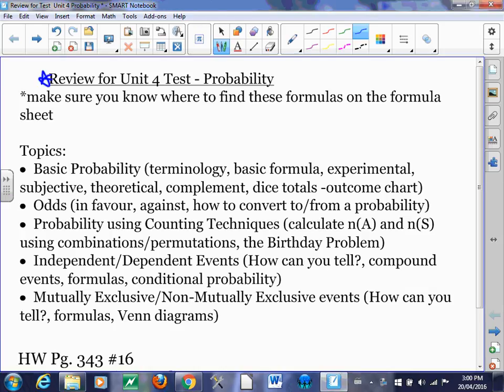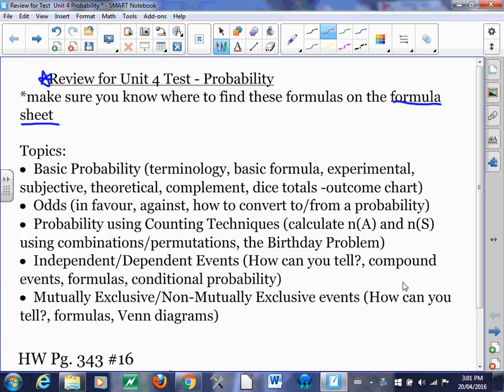Make sure you know where to find these formulas on your formula sheet. Should be on the back side. And the cool thing about your formula sheet is that they label them, so which one's mutually exclusive, non-mutually exclusive, odds, etc. If you forget, for example, the difference between odds and probability, look at your formula sheet. It'll give you a hint.